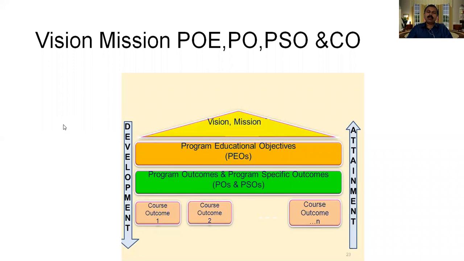We can say they will be leaders in the society. They will develop their professional career. They will be lifelong learners. So like that, we can define what they will be doing in their life after 5-6 years of graduation. When we clearly define this, we have the program educational objectives. So this is a post graduation outcome. And then we have the program outcomes and program specific outcomes.